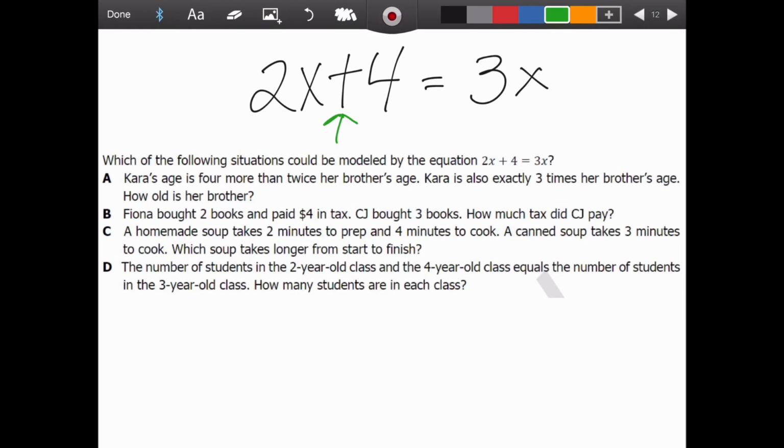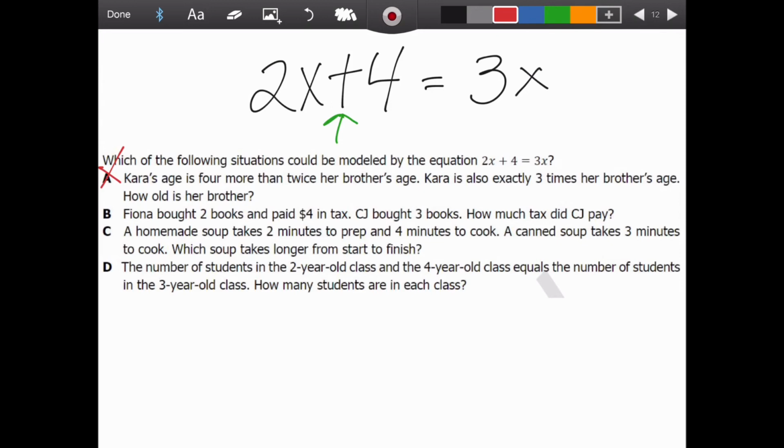It doesn't say if they're the same. Okay, so let's see. I don't think this one is it because, again, we're not setting these two people equal to one another. They're two different ages. So therefore, A is out of the question.